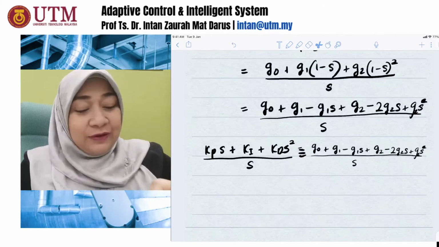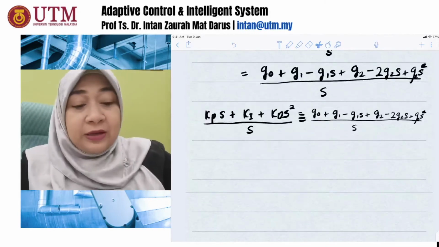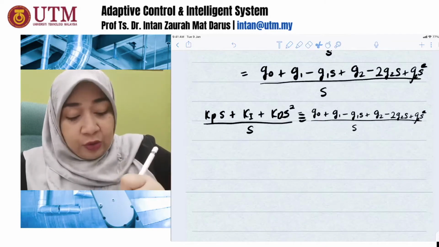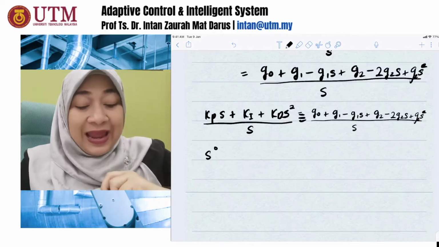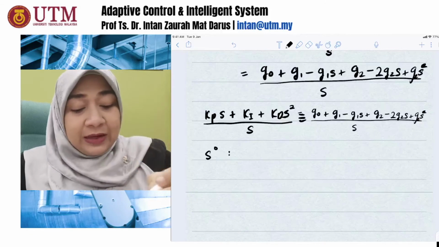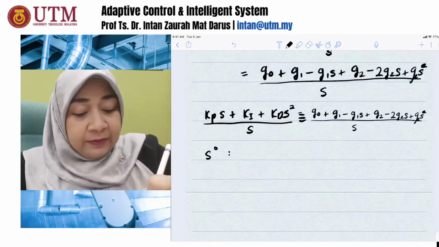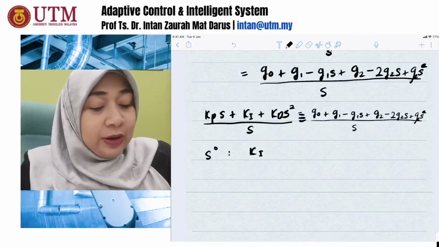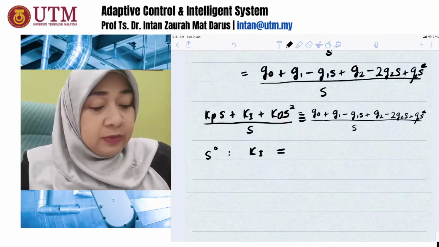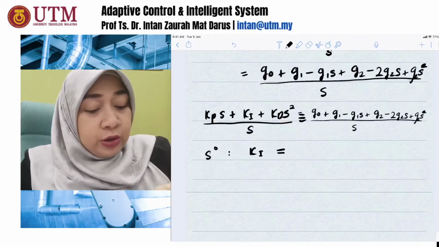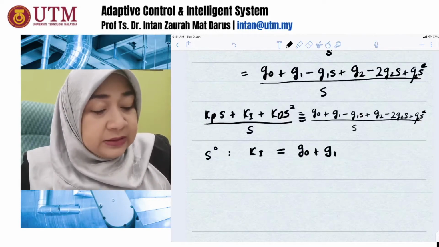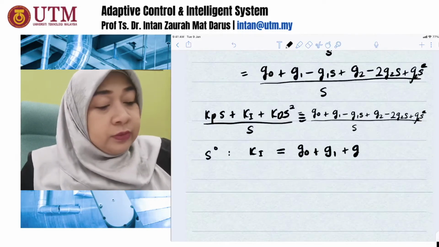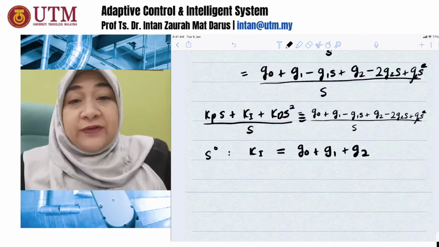All right, so if I compare the numerator, I will compare the coefficient of S0 first. If you look at the coefficient of S0, on one side you're going to have Ki. On the other side, you have what? For S0, you have G0 plus G1 plus G2. Okay, so that is for the coefficient of S0.